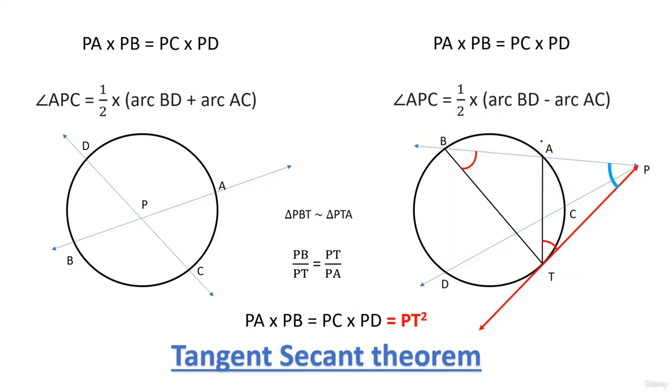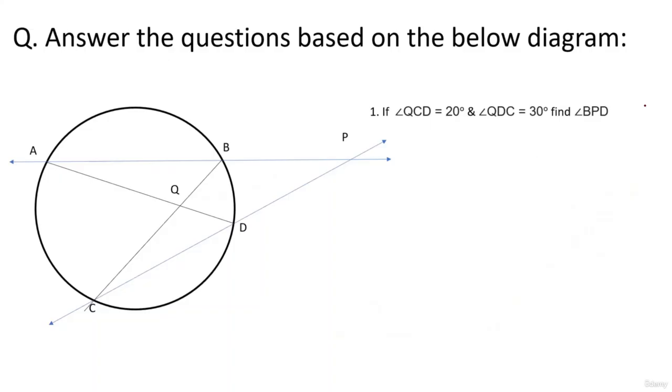All right. Answer the following questions based on the below diagram. The first question is, if angle QCD is 20 degrees and angle QDC is 30 degrees, find angle BPD. Okay, guys. Now, a very simple way of doing this is, this angle is given to you as 20 degrees, right, guys? This is inscribed in the arc BD. Now guys, BAD also is inscribed in the same arc BD, right? So what will its measure be? 20 degrees.